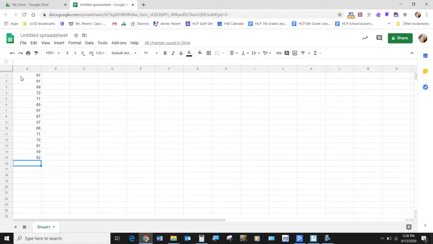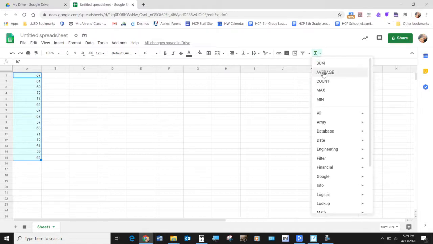So what I'd like for you to do is click on this, drag it down, and highlight all of those. I don't know how easy this is to do on a Chromebook, but on your home computer, hopefully you have this ability to left click and drag. Now that all of them are highlighted, I'm going to go up, hit this button, and hit average.